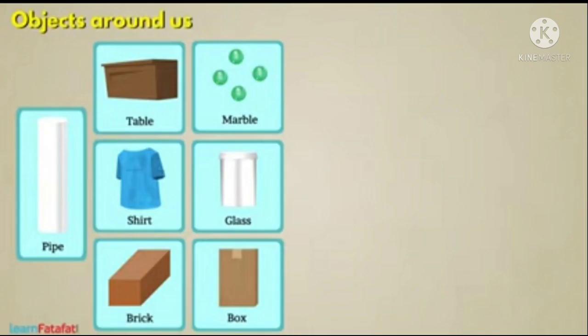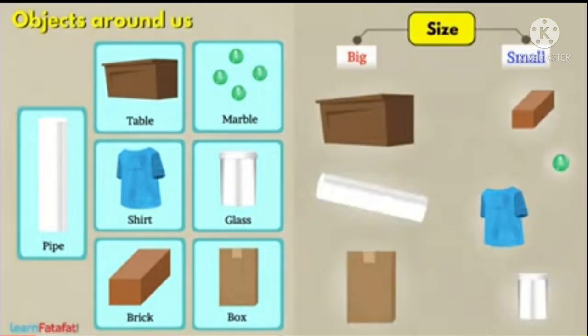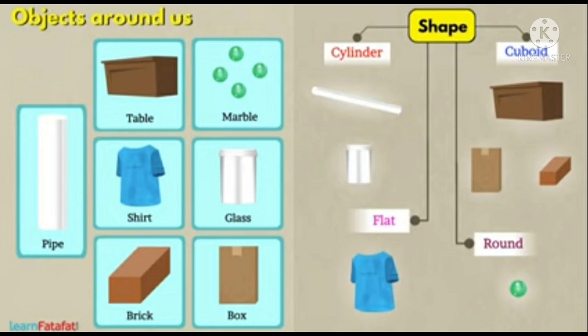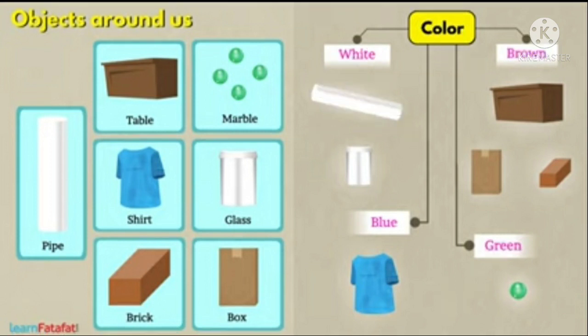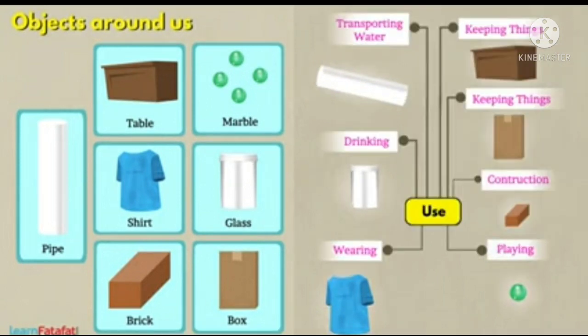There are various objects around us. They can be grouped or classified in different ways based on different properties, such as size. Here the objects are classified into big and small size. Here the objects are classified according to their shape: cylindrical shape, round shape, flat shape, etc. Here the objects are classified on the basis of colors. Here the objects are classified on the basis of their use.